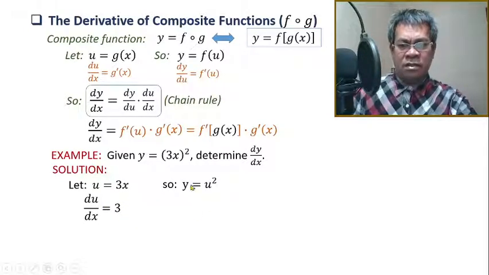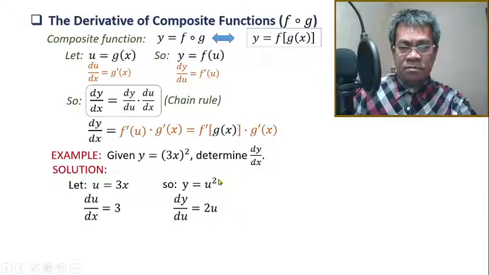Then y is equal to u squared, so we have to take the derivative of y with respect to u. So dy/du. Applying our rule, we have 2u.